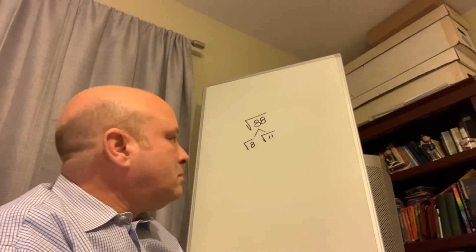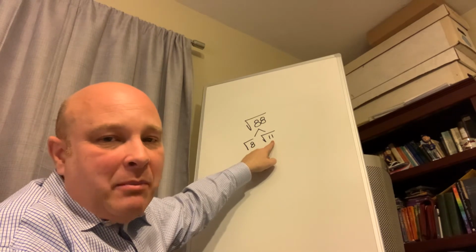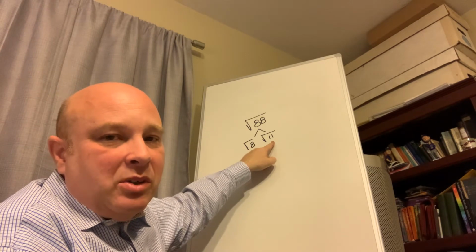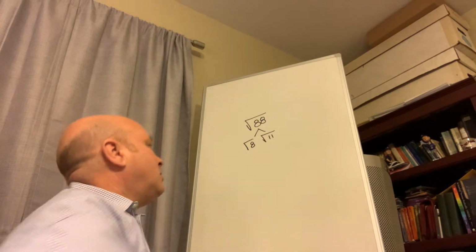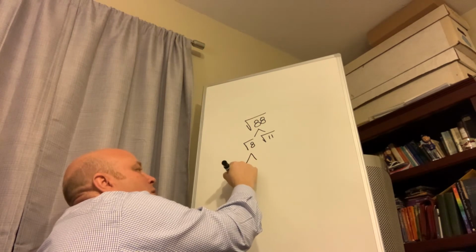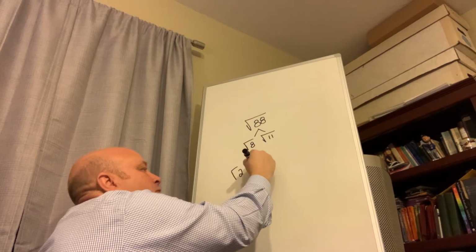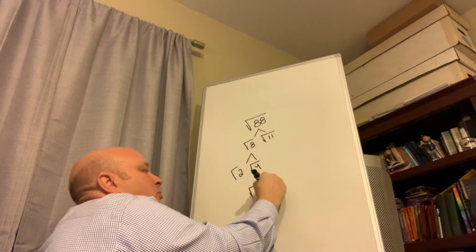Okay? So when I get to 11, 11 is prime. I can't multiply anything times some other number and get 11 other than 11 and 1. So I'm going to leave that guy right there. I'm going to say square root of 2 times the square root of 4. And this guy is the square root of 2 times the square root of 2.